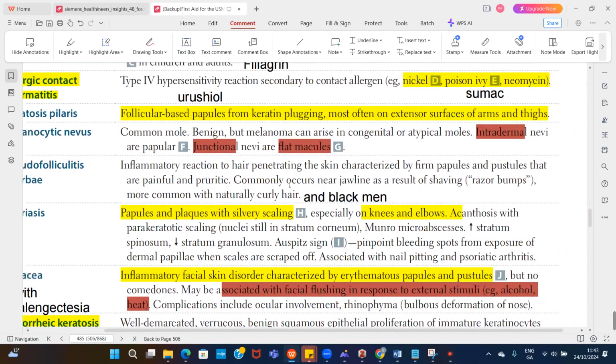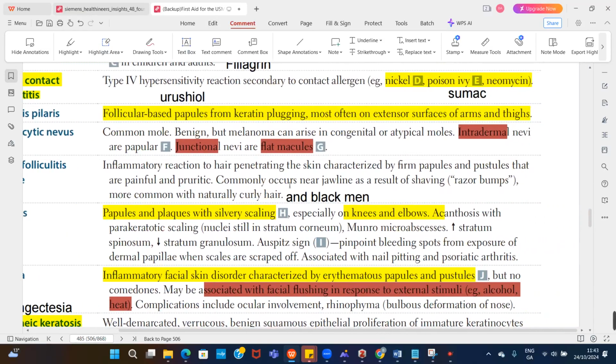Does it make sense to us? Anybody? Yes. Can you run it down again, please? I'm sorry. Especially the compound and the intradermal.